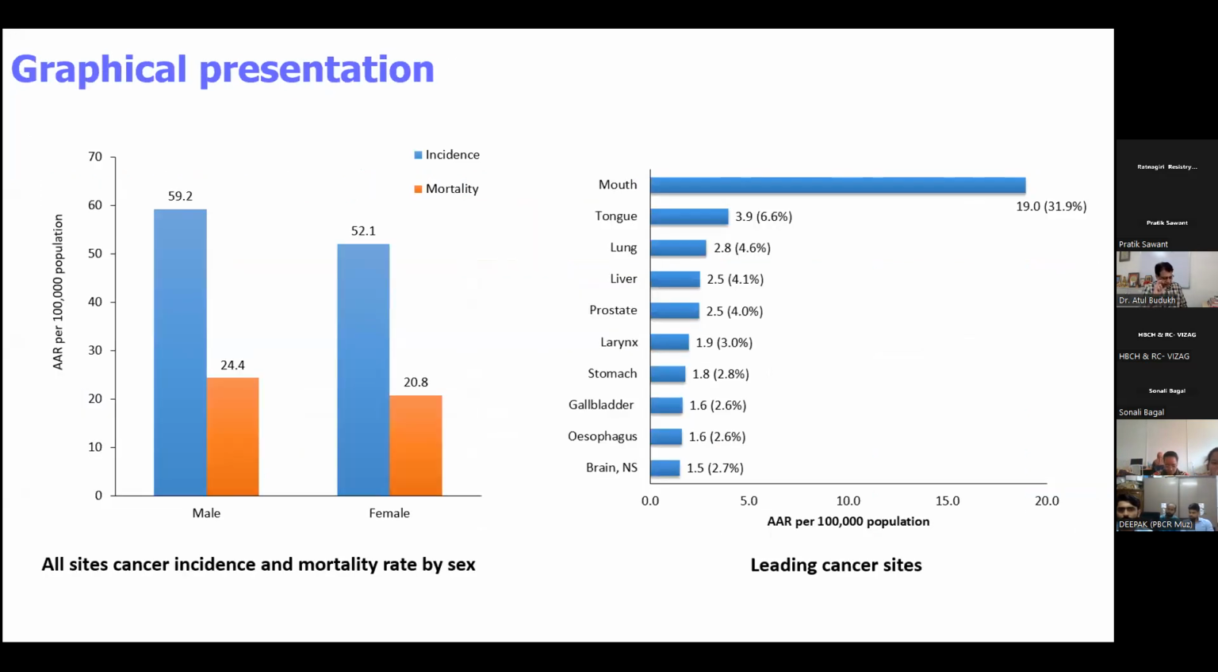And also in this workshop, we are showing you how to present your data graphically. It looks very simple, but it's very impressive. Your data you should present in a graphical way. So what is the incidence rate? What is the mortality rate? What are the leading sites? And the leading sites should be based on the age-adjusted rate or age-standardized rate. So we'll go through one by one.